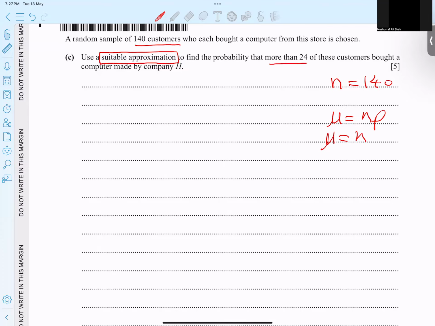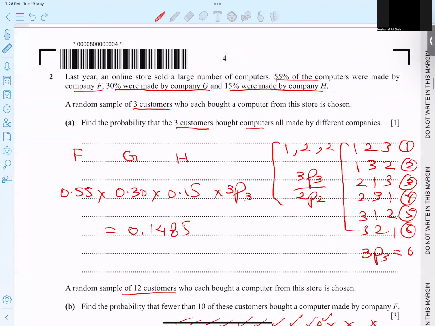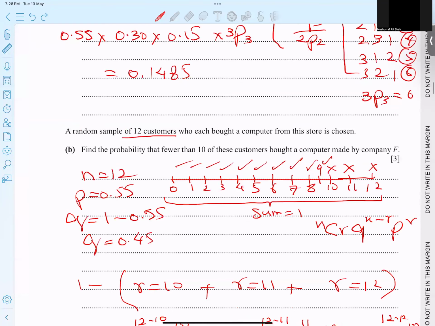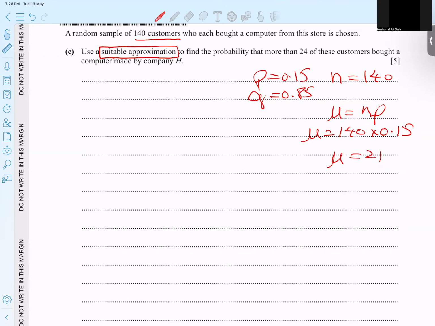He said more than 24 customers bought a computer from H company. First of all, H company, what is the chance? 15%, so I'm writing 0.15. P is 0.15, Q is 0.85. This is N, and the value is 140. And if I find the mu value, mu becomes 21.